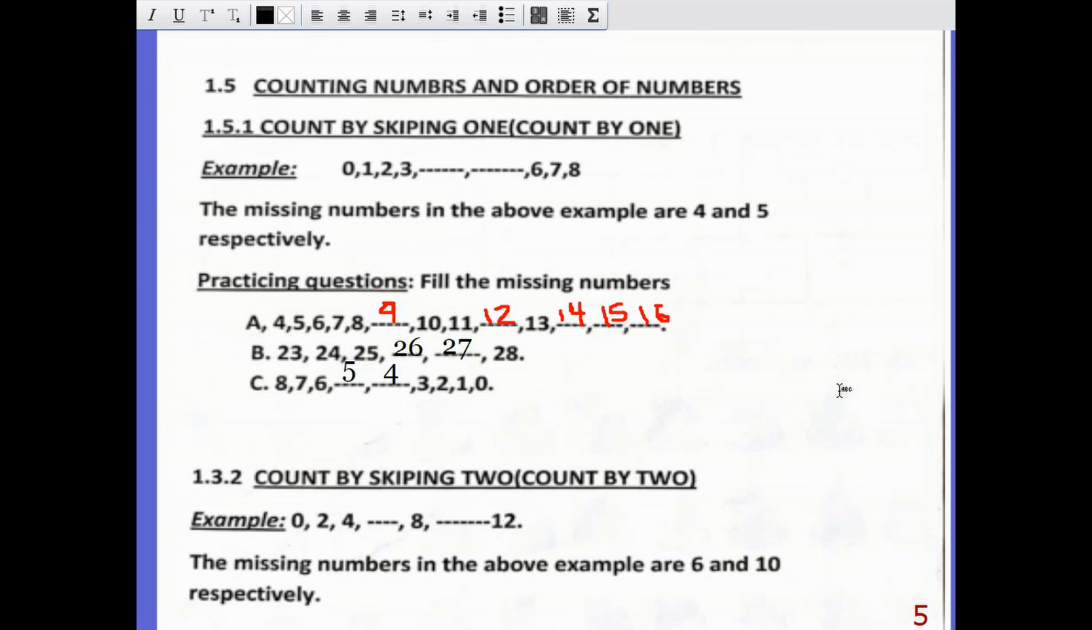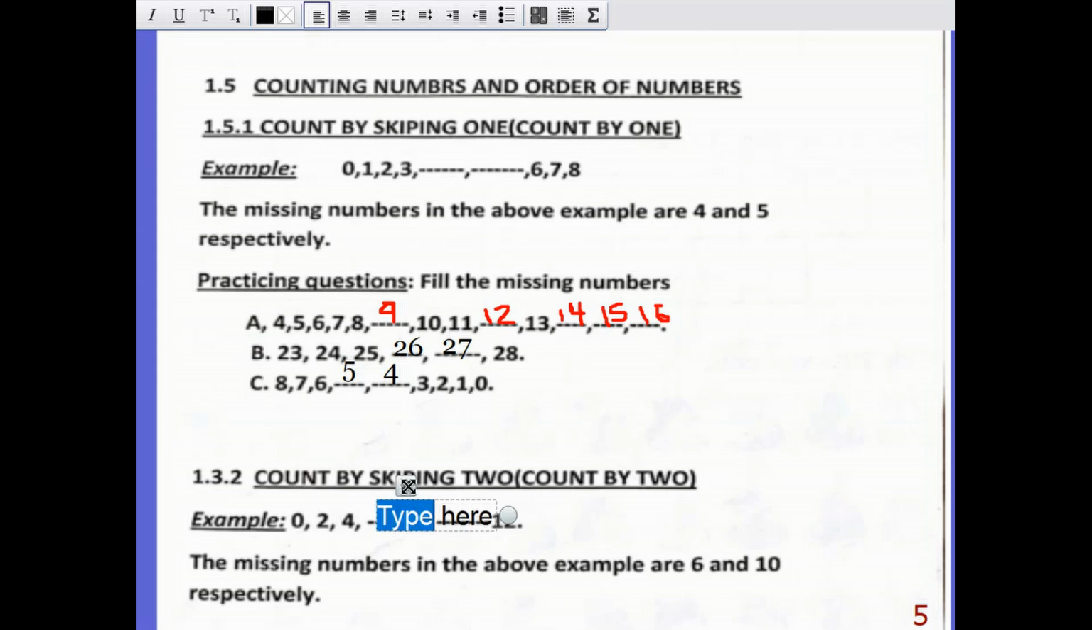Okay, in the same way, here you have skip counting. We have seen skip counting by 1. Here by 2. 0, 2, 4. What's next? The missing numbers in the above example are 6 and 10, because their gap, their interval, their difference is 2 in each two consecutive numbers.